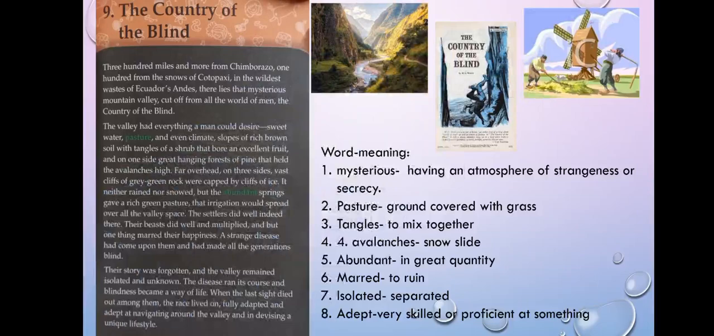This was the valley which was unknown and it was isolated, means separated. The disease ran its course and blindness became a way of life, means though people suffered there from this disease and they became blind, they were completely used to this condition. When the last sight died out among them, the rest lived on, fully adapted and adept at navigating around the valley and in devising a unique lifestyle.